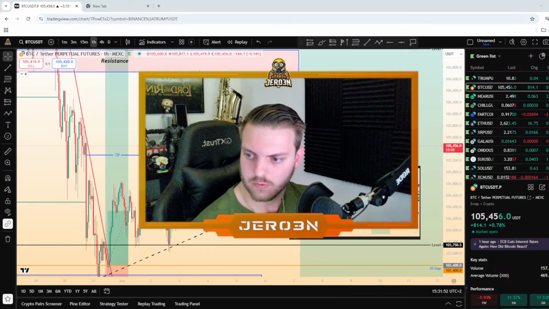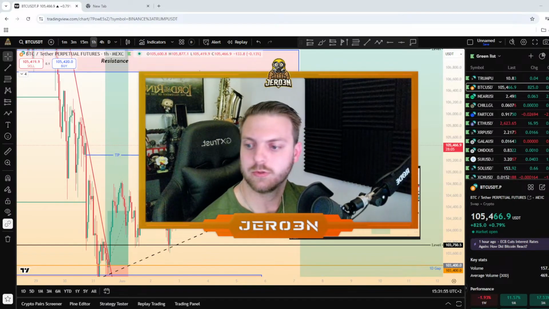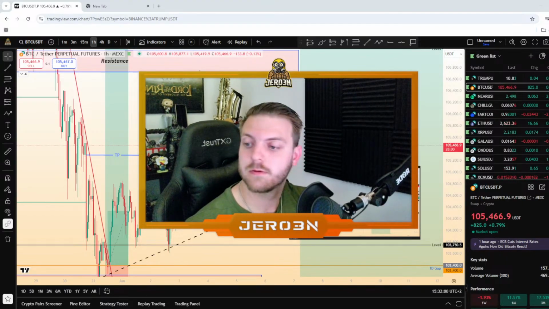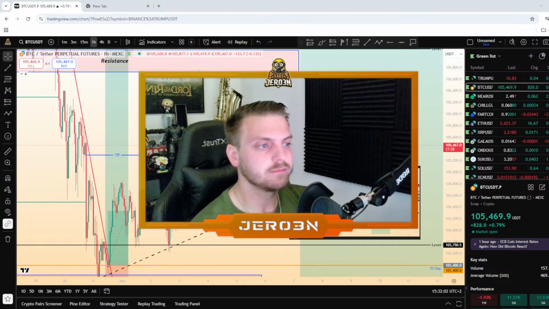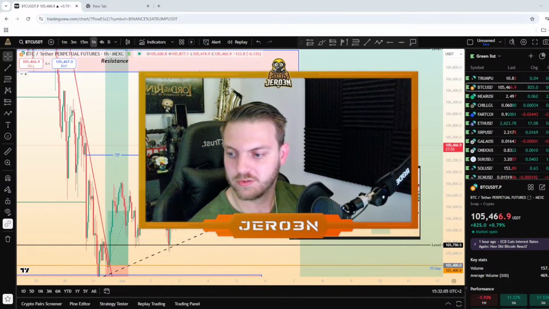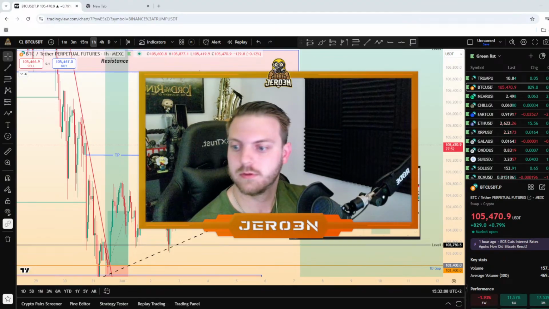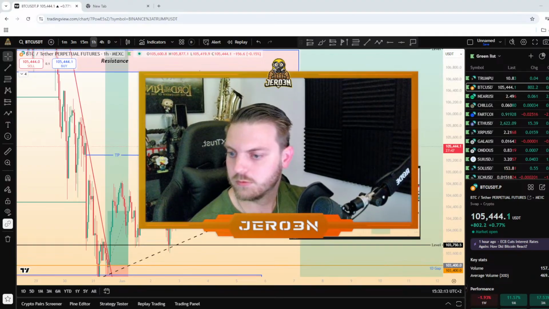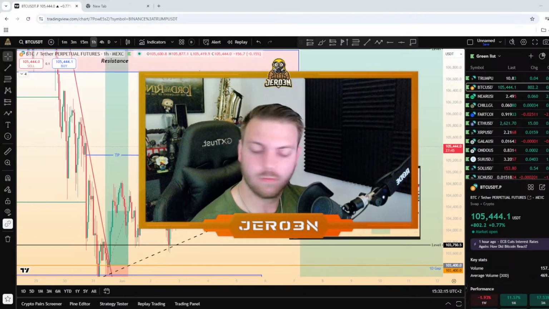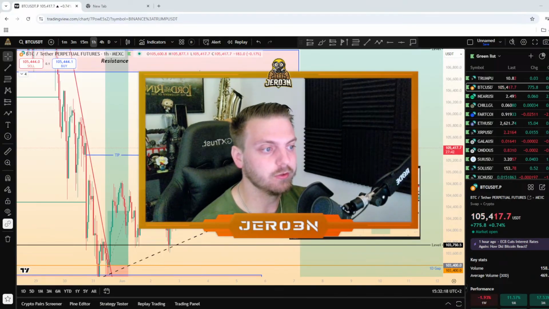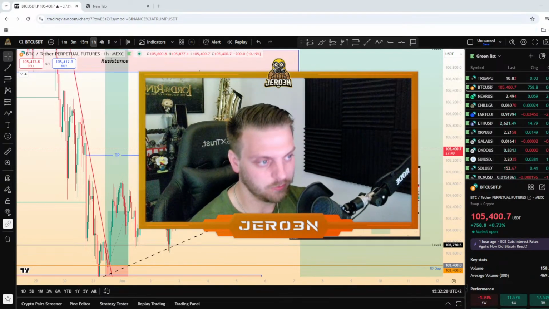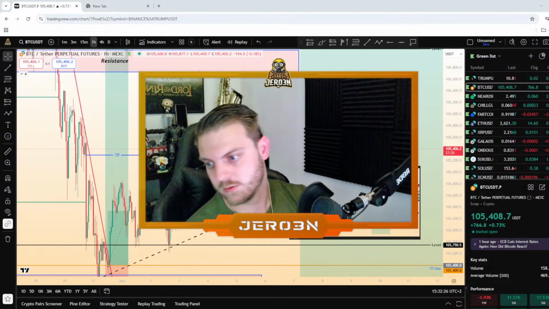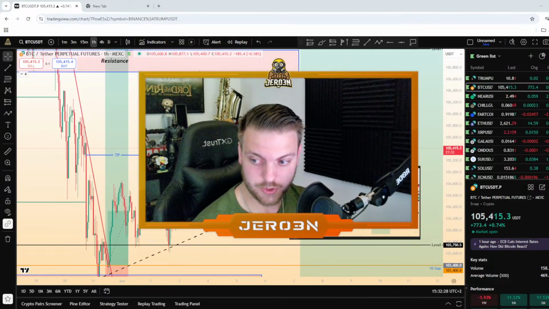Bitcoin 1 hour trend line broke as expected. Just closed a gap and we will be retesting the lows at this very moment for continuation.